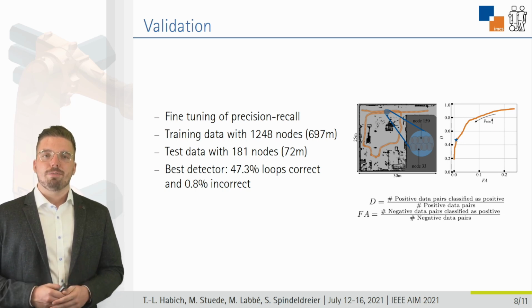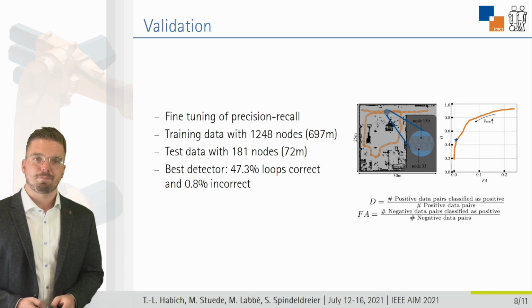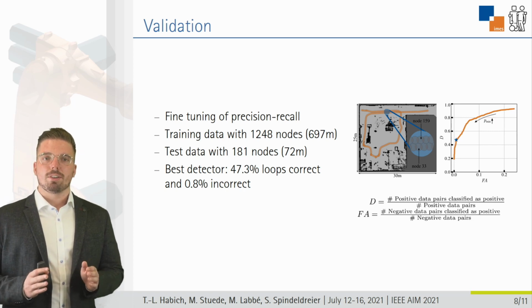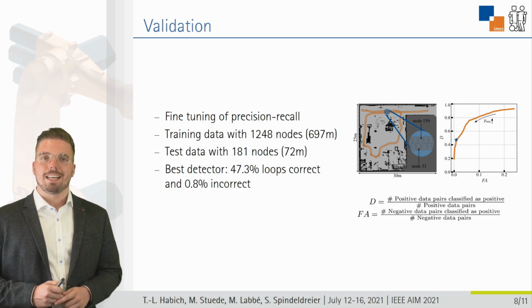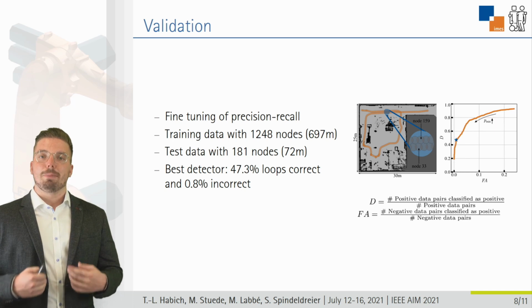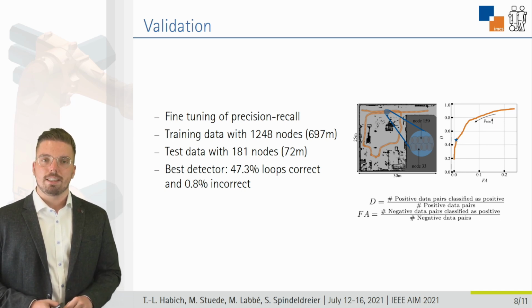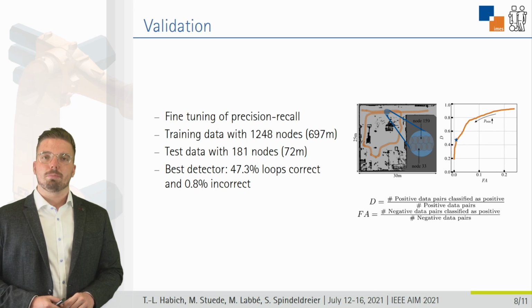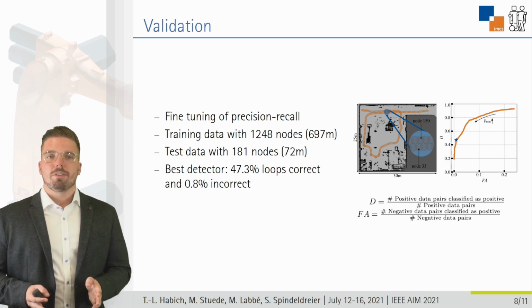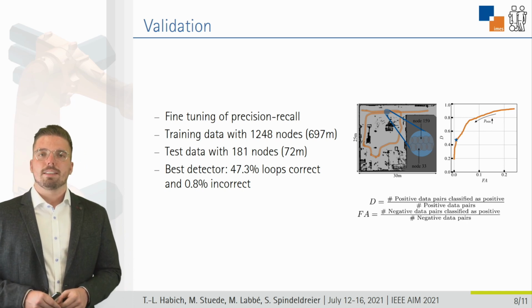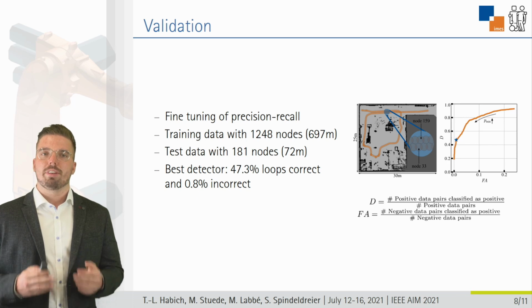We trained 50 detectors with different training data and compared them on an independent test data set. All detectors were compared at an error rate less than 1%, and the best detector detected 47% loops correctly and only 0.8% incorrectly. Due to our loop verifications, this error rate is acceptable, and we perform the further experiments with this detector.